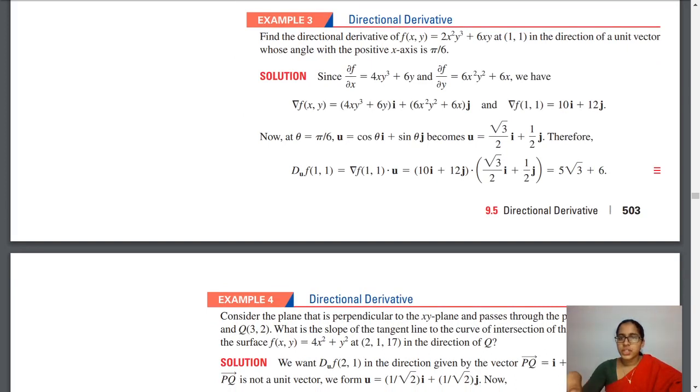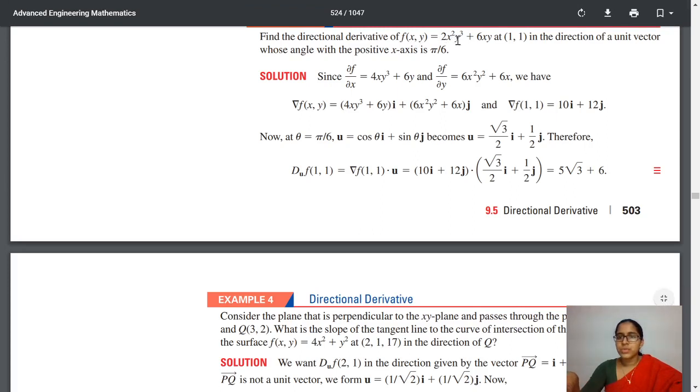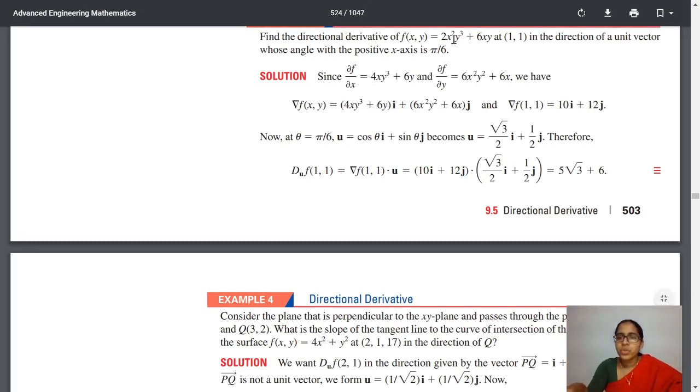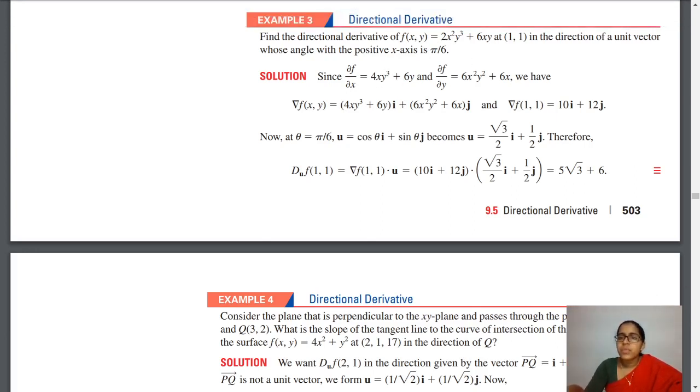We are asked to find the directional derivative of f of xy is equal to 2x cube y cube plus 6xy at a point 1, 1, and the direction of the unit vector whose angle with positive x-axis is pi by 6. So we are given f. First we will find the gradient of f, grad f, that is dou f by dou x will be 4x into y cube plus 6y, and dou f by dou y will be 6x square y square plus 6x. So what will be grad f? That will be 4x y cube plus 6y i plus 6x square y square plus 6x j.